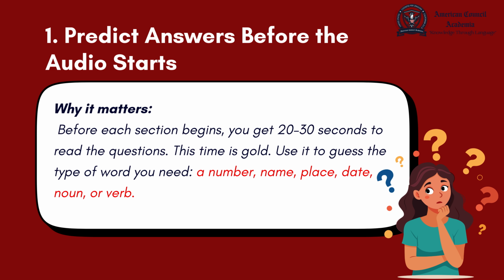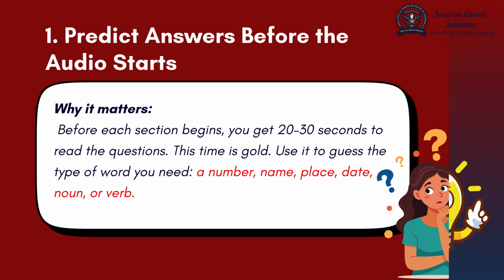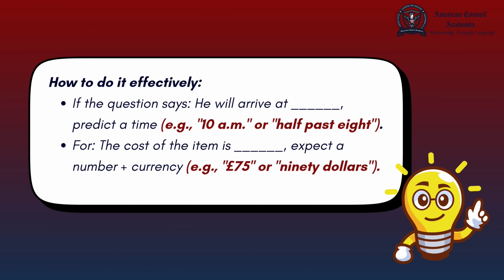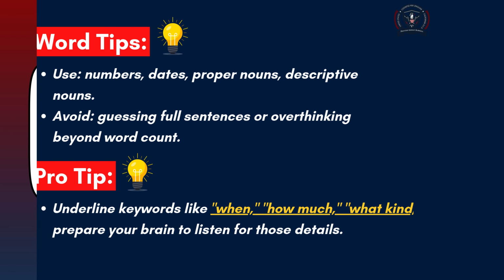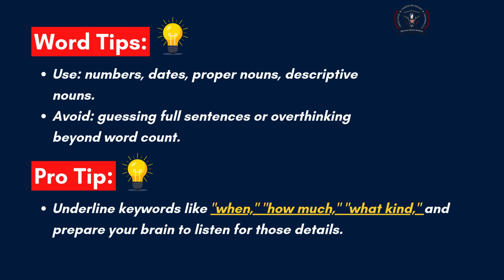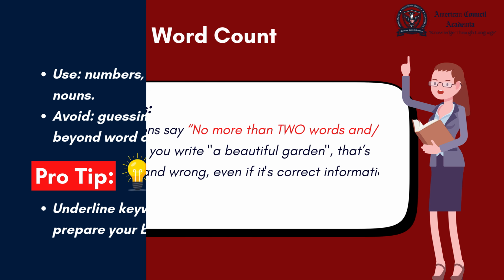Is it a number, a name, a place, a date, a noun, or a verb? For example, if the question says he will arrive at blank, you should predict a time, such as 10 a.m. or 8:30. Or if it asks the cost of the item is blank, expect a number and a currency, for example, £75 or $90. The key is to focus on nouns, dates, and numbers, and avoid guessing full sentences or overcomplicating it. Underline keywords like when, how much, or what kind, and train your brain to listen specifically for those.